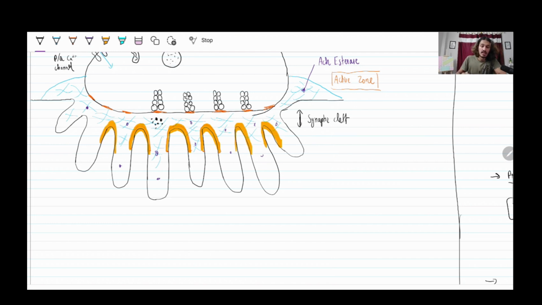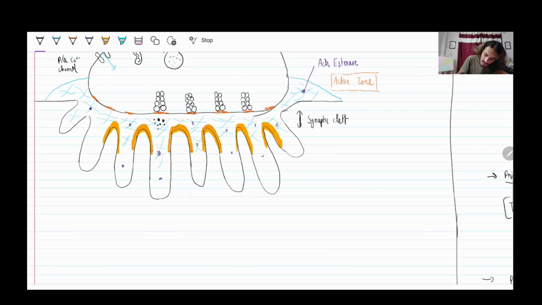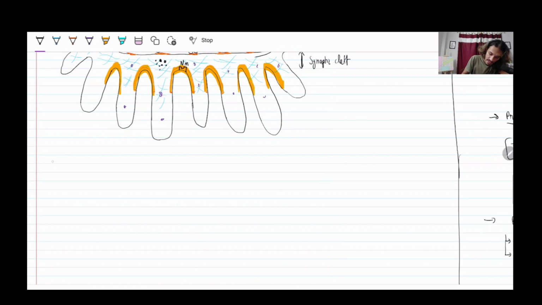This is an acetylcholine receptor, which is nicotinic type. I'm going to represent it as NM. So it's an acetylcholine nicotinic receptor of NM type, which is there in your skeletal muscle at the neuromuscular junction. And we have an N type. This N type is present in the ganglia.